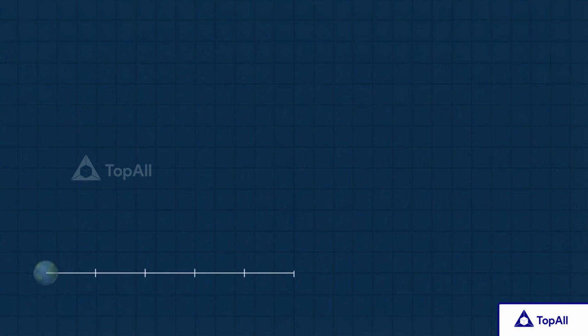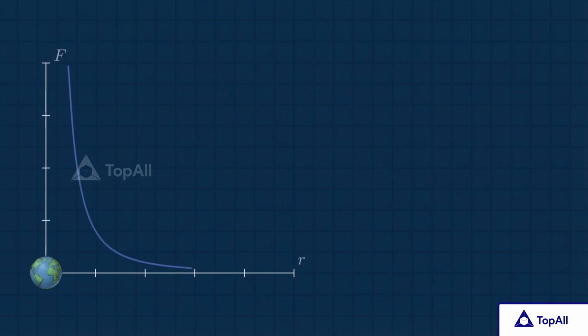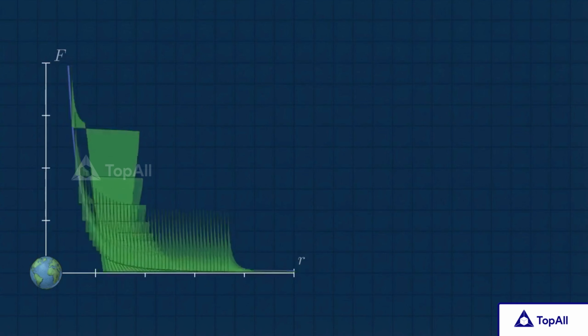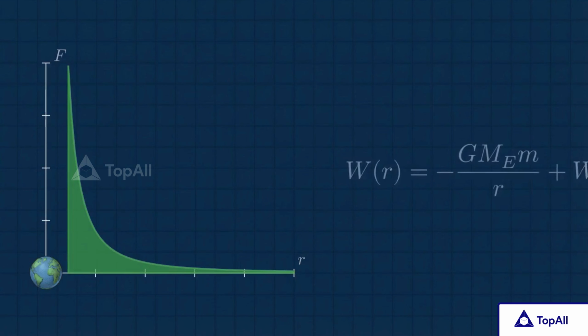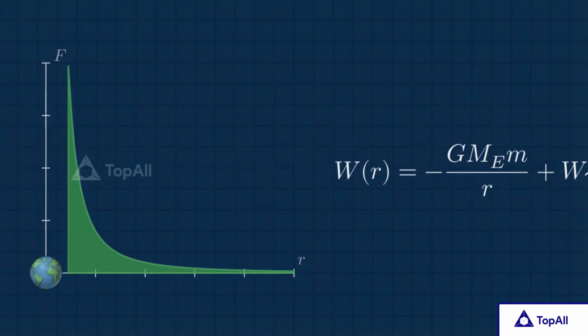This chart visualizes the calculation. Because the force of gravity weakens every inch you travel, we cannot use simple multiplication. We must use calculus to add up infinitesimally small slices of work across the entire distance. This integration results in the universal equation for gravitational potential energy.